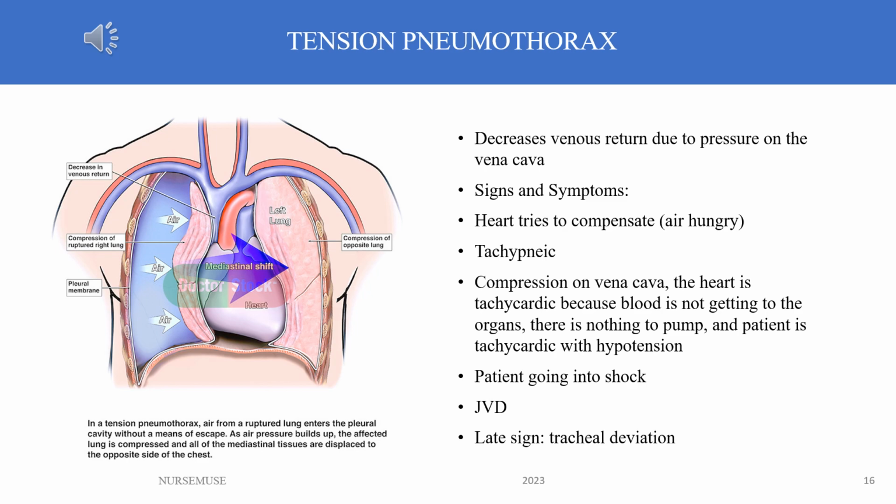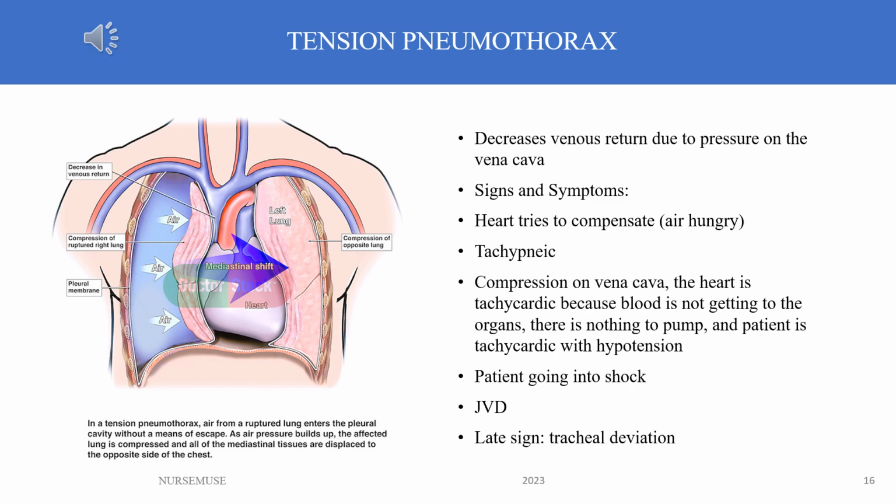A tension pneumothorax is an emergency. Okay, so think about, we have our right lung, it's collapsed. It's going to decrease venous return due to the pressure on the vena cava. Now, from our previous lectures, we know what the vena cava is and where it is and what it does. So what are the signs and symptoms you're going to see? Your heart is going to be air hungry, so it's going to try to compensate. So you're going to be breathing harder, breathing faster. Your pulse is going to be increased. So with compression on the vena cava, the heart is tachycardic because blood is not getting to the organs.